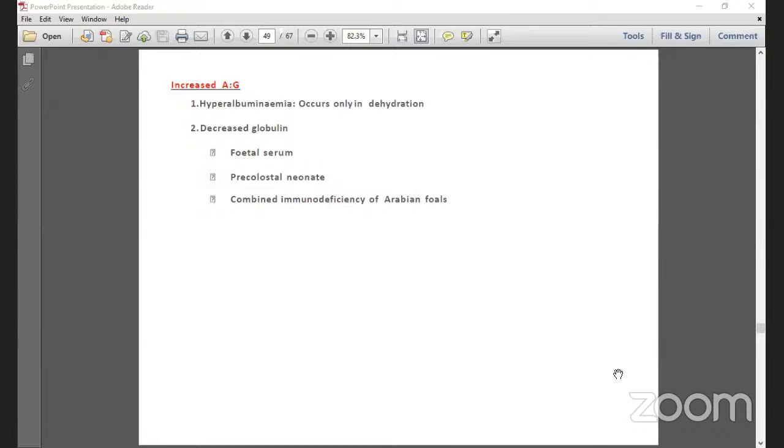Next is the increased A to G ratio. As I mentioned, an increase of the A to G ratio is due to high albumin and low globulin. High albumin occurs only with dehydration. Dehydrated animals will be high in albumin and low in globulin. So what causes low globulin? It could be due to fetal serum, failure of passive transfer, and also severe combined immunodeficiency, which we can observe in Arabian foals.